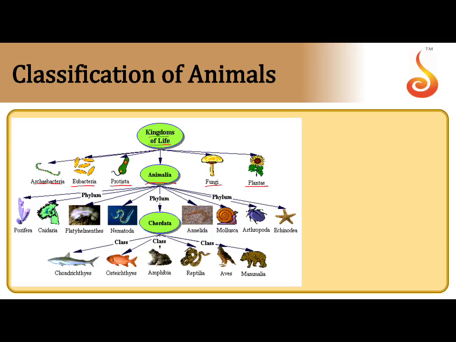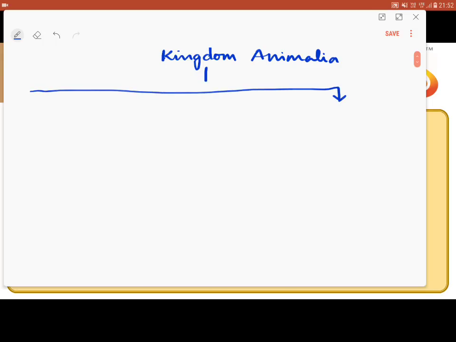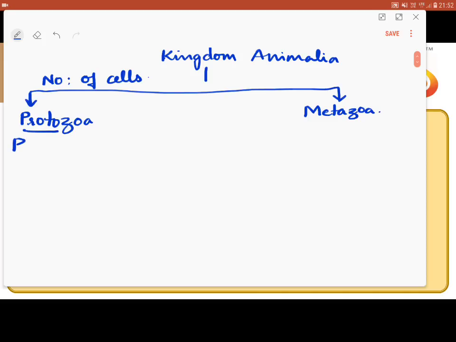Now, let us get into detail of Animalia. Kingdom Animalia is divided mainly on the basis of number of cells. Then we call it as protozoa and metazoa. Proto, the word signifies primitive or first.